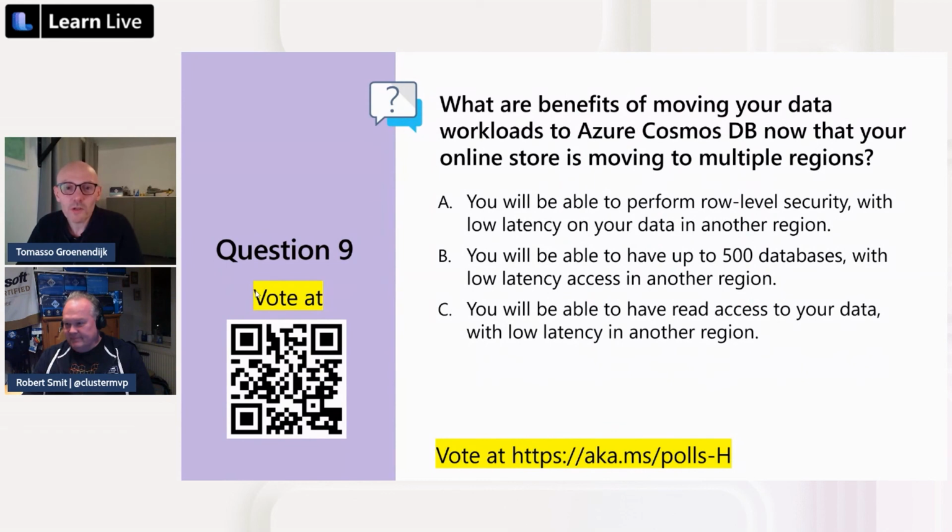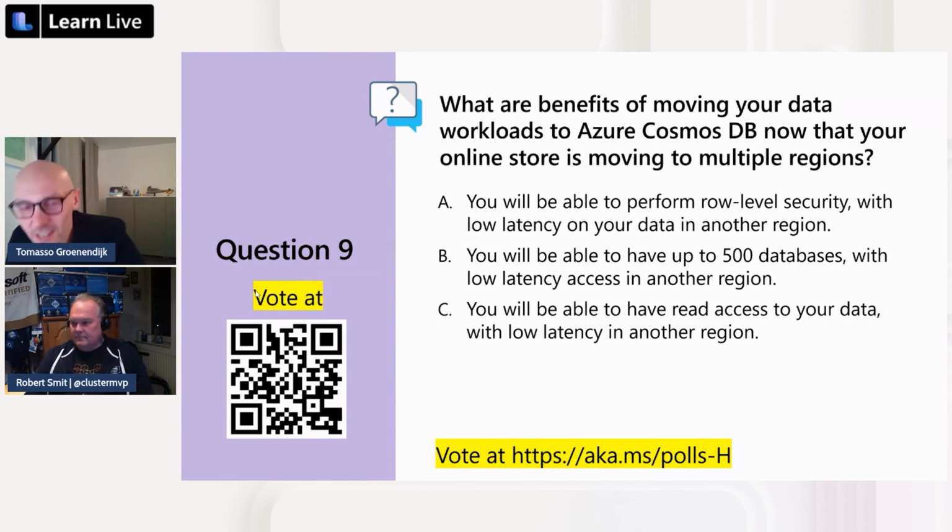So the question here is, what are the benefits of moving your workloads to Azure Cosmos DB? If, for example, you have an online store and that online store is moving to multiple regions. A, you will be able to perform row level security with low latency on your data in another region. B, you will be able to have up to 500 databases with low latency access in another region. Or C, you will be able to have read access to your data with low latency in another region.